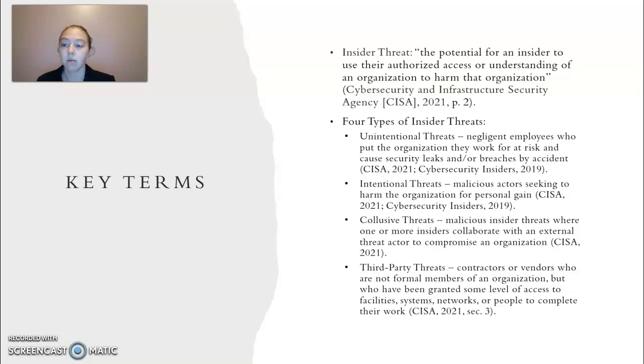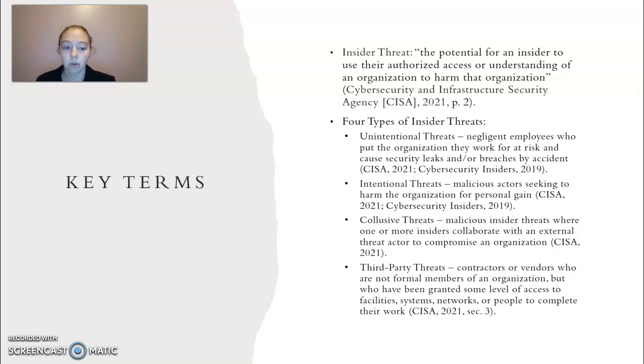The first type is unintentional threats, which are negligent employees who put the organization they work for at risk by accident, and they can cause security leaks or other breaches by accident because they are not aware or do not have the knowledge to prevent these accidents. And then there's intentional threats, which are malicious actors seeking to harm the organization for personal gain.